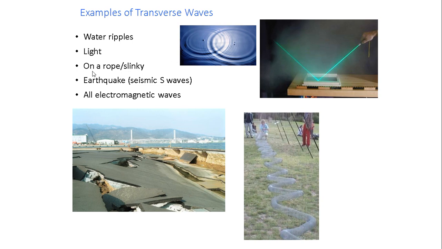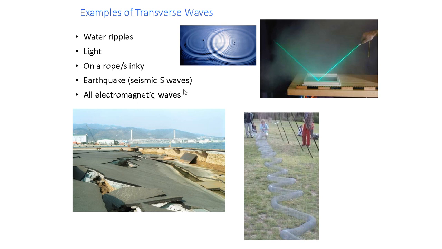There's a wave in a rope. It's also a transverse wave because you have to move the rope up and down, like this. And the slinky spring, depending on how you're moving. If you're moving up and down, it creates a transverse wave. If you're moving back and forth, it creates a different kind of wave.